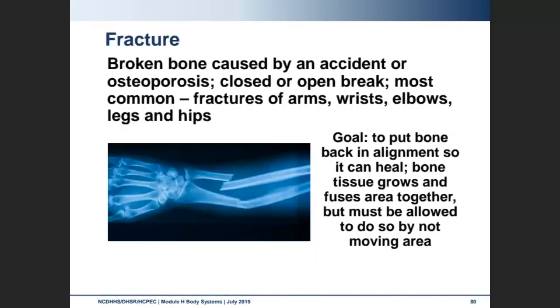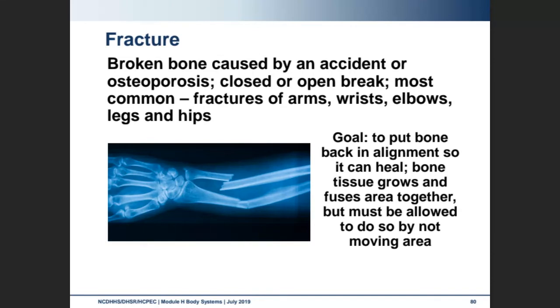Fractures. Fractures are broken bones caused by accident or by the osteoporosis we just spoke of. Fractures can be closed, where the bone does not break through the skin, or open. Open fractures are also called compound fractures, and that's when the bone actually comes through the skin. Some of the most common sites of fractures are the arms, wrists, elbows, legs, and hips.